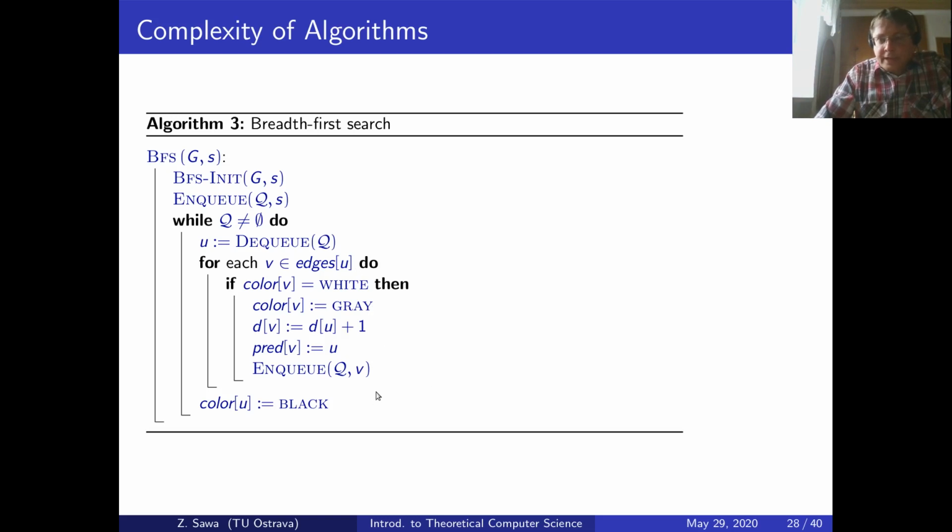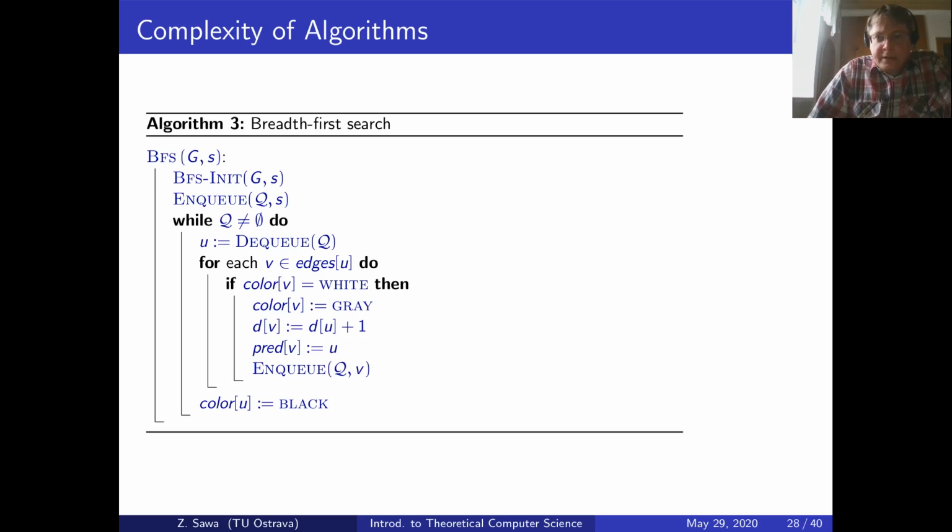It's also the case that in every situation, those nodes that are gray are exactly those nodes that are currently in the queue in every iteration of this outer loop. These gray nodes are exactly those which are currently in the queue. White are those that were not processed yet, and black are those that have been already processed.